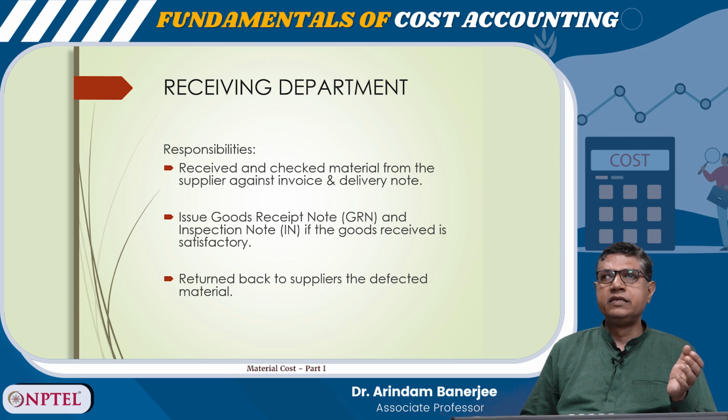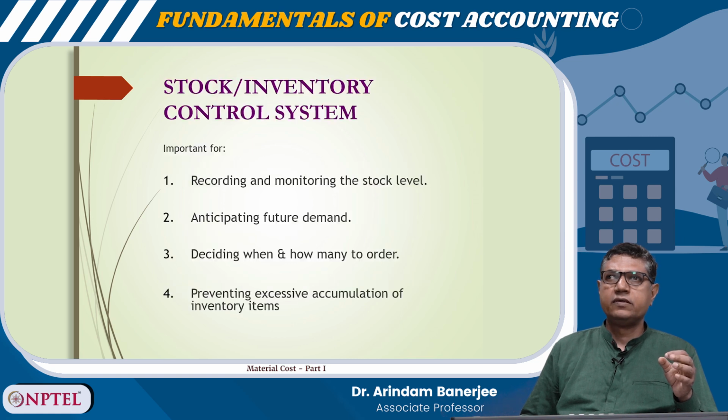Receiving department: receive and check material from supplier against invoice and delivery note, issue GRN, goods receipt note, and inspection note if the goods received are satisfactory, and return the defective material back to suppliers. So when the supplier sends the supply, the receiving department ensures that they are of particular quality, and that the quantity mentioned in the purchase order is also satisfied.